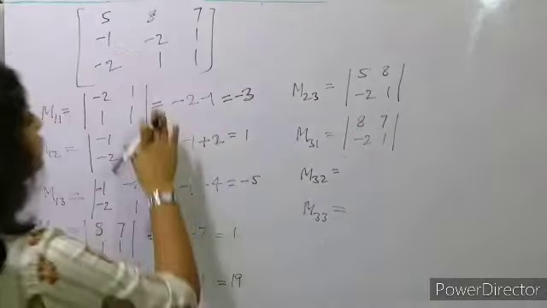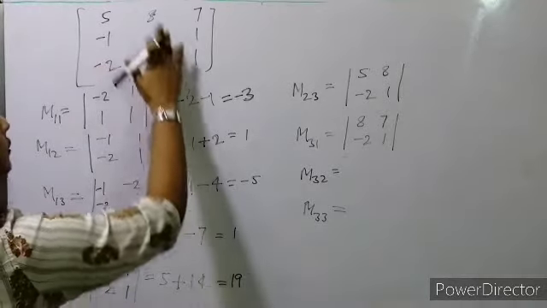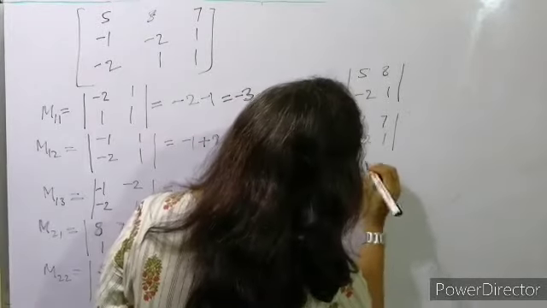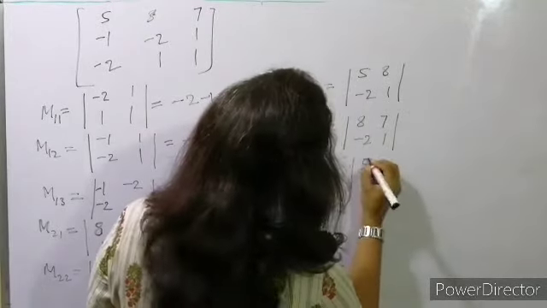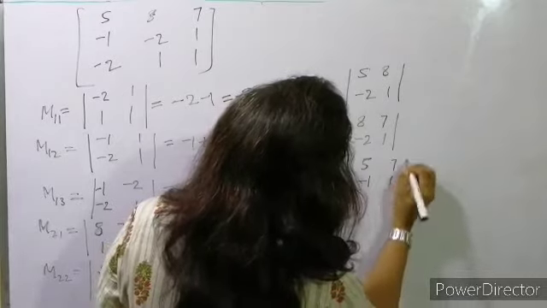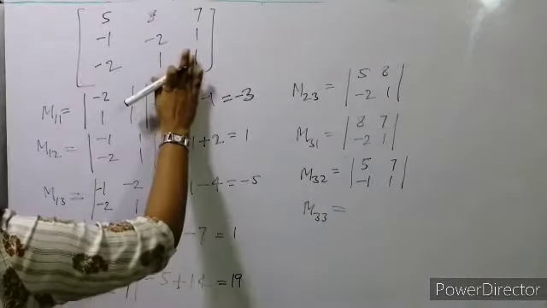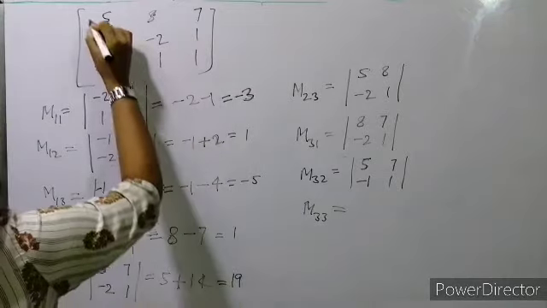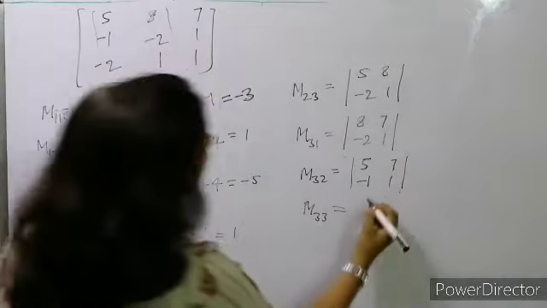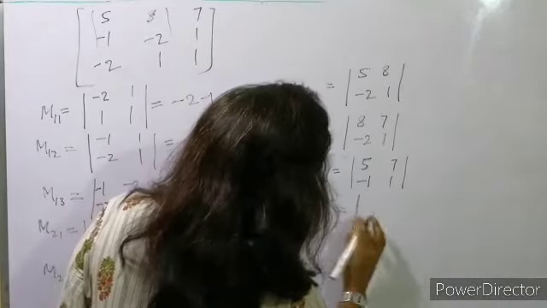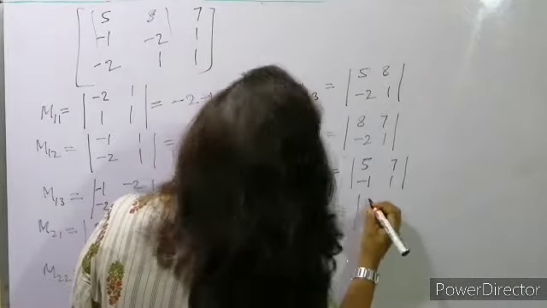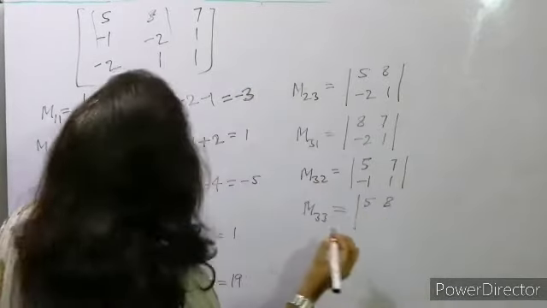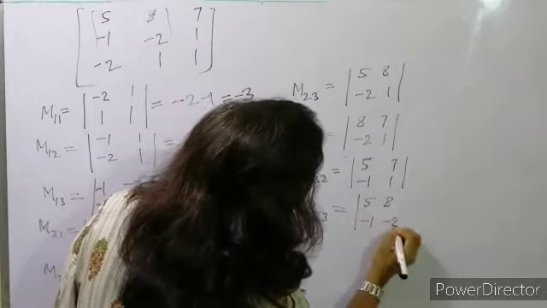Now M32, this one, meaning third row second column. So 5 minus 1 7 1. Now M33. When we remove the third row and third column, we hide it, and what is left behind is this. So we'll write here 5 8, minus 1 minus 2.